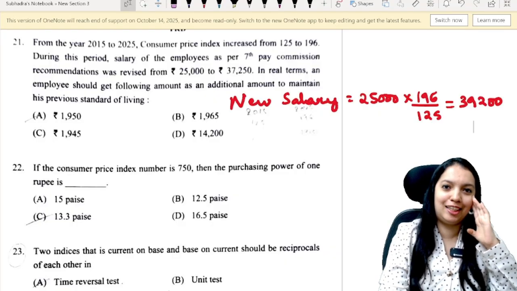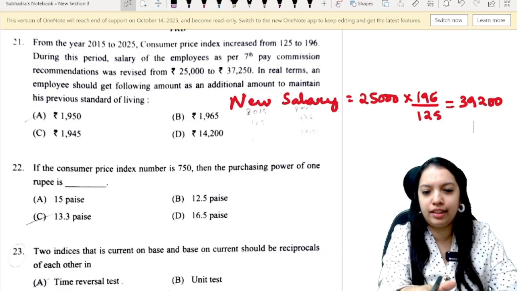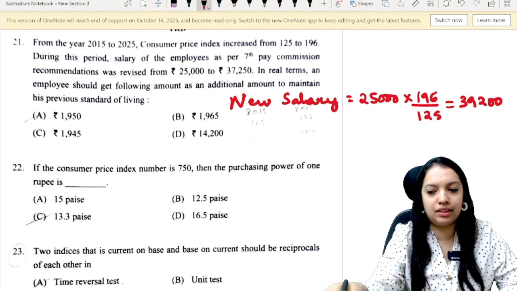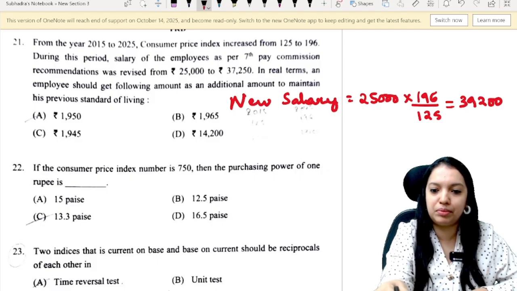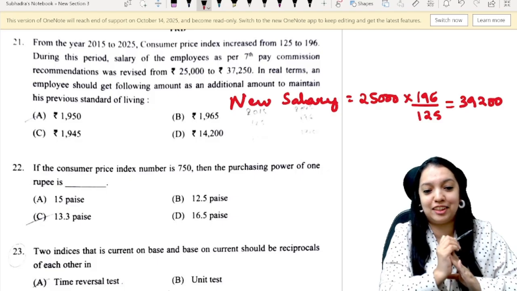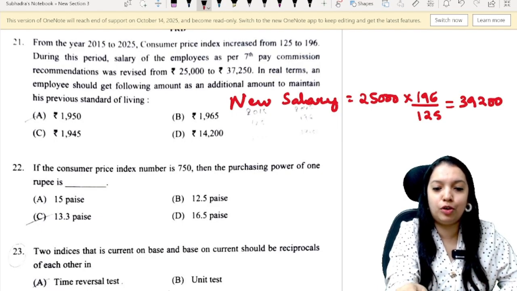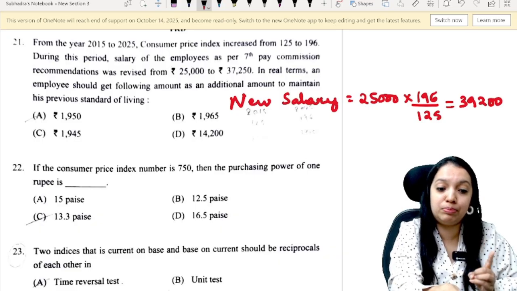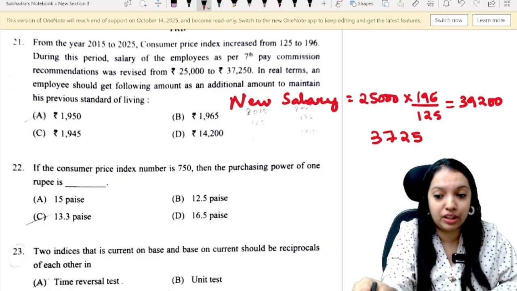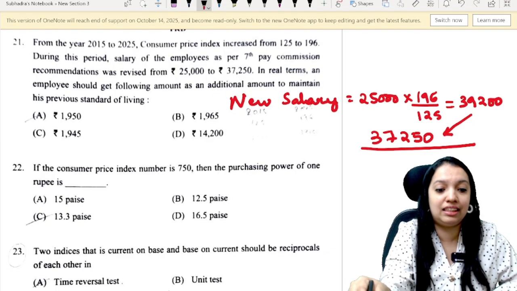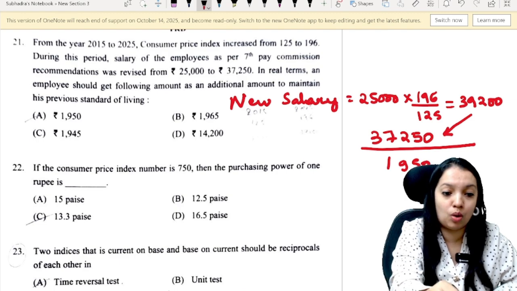One tricky question from index numbers chapter. Now, usually we calculate consumer price index number, and like that we calculate new salary. New salary comes down to be 39,200, applying 25,000 into 196 index number by 125. After this is the question mark. Now look at the words used in the question. In real terms, an employee should get the following as additional amount to maintain his previous standard of living. So he is already getting 37,250. Compared to these two, what is the additional amount required? The answer comes down to be 1,950, which is option A.